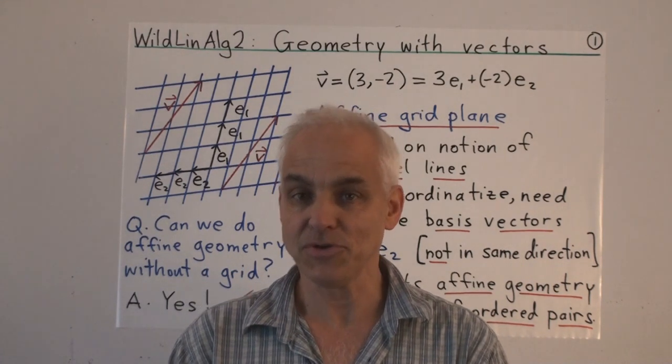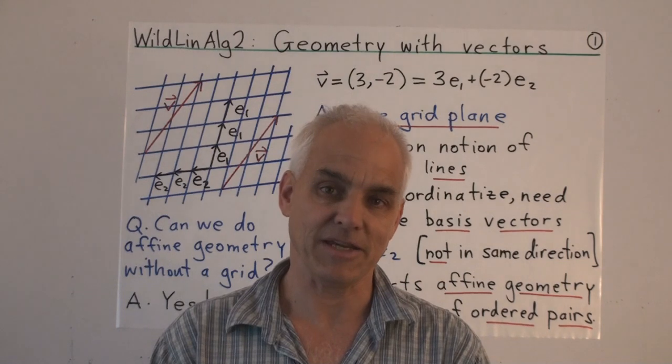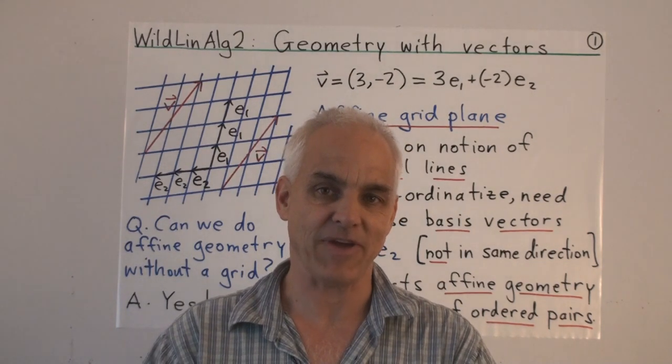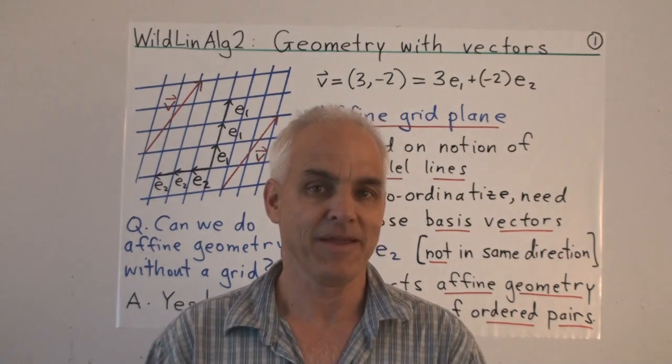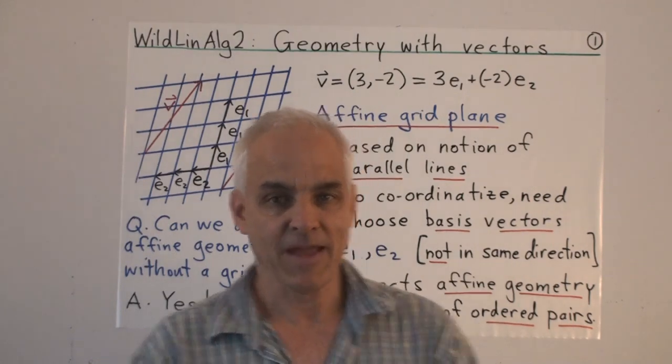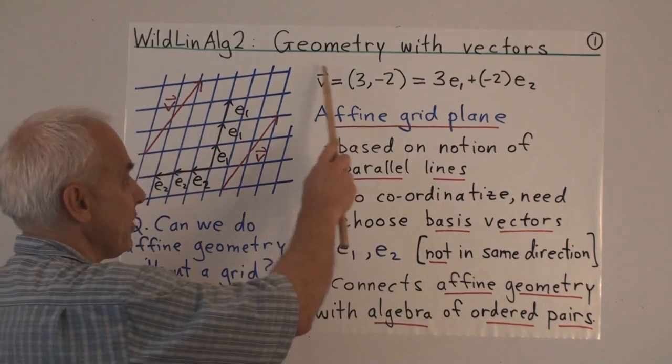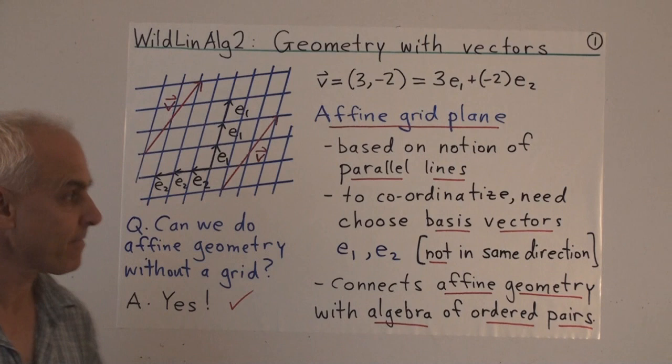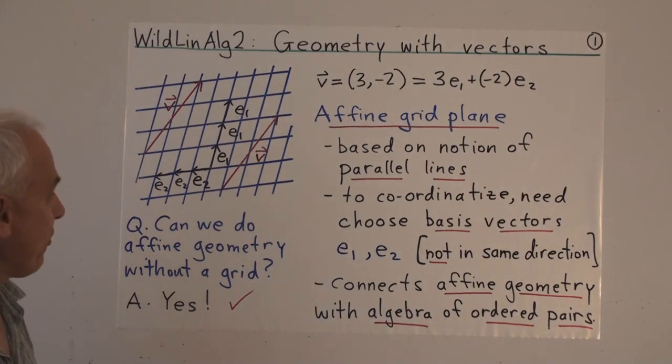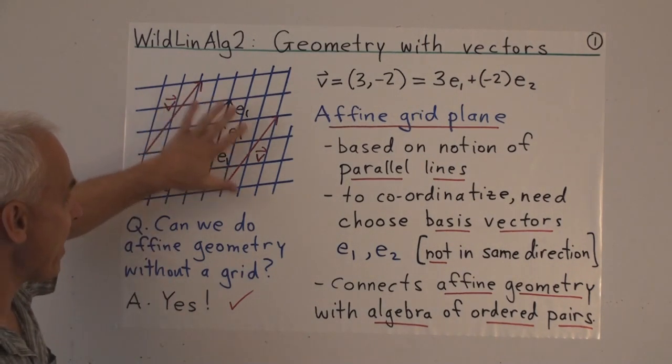So last time we introduced basic ideas of linear algebra in the sense of affine geometry in the plane. We talked a little bit about vectors. Today we're going to talk about geometry with vectors. Now, last time we worked in the framework of an affine grid plane.